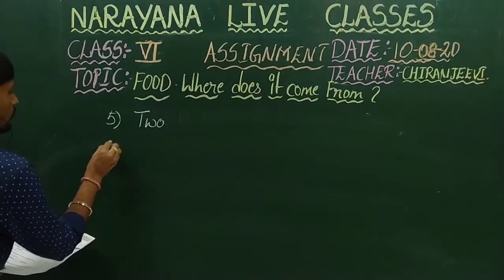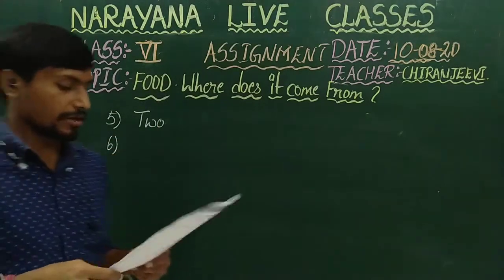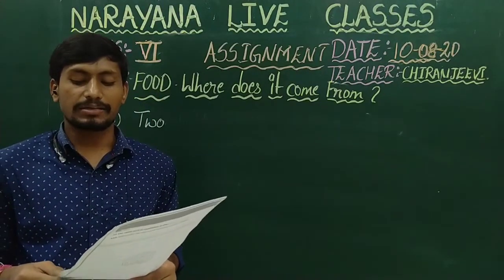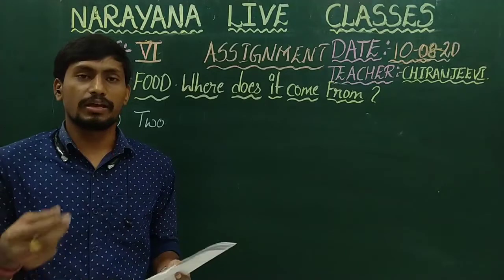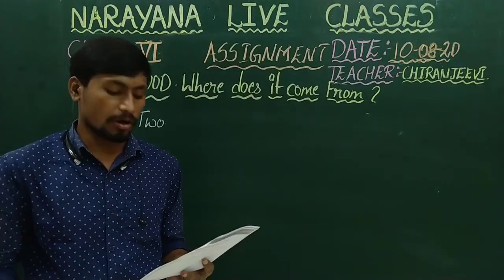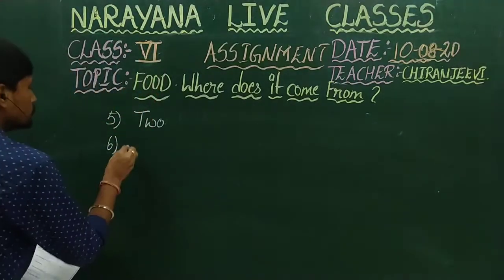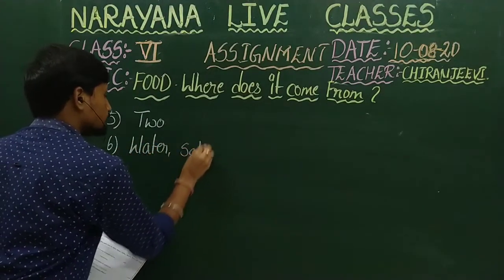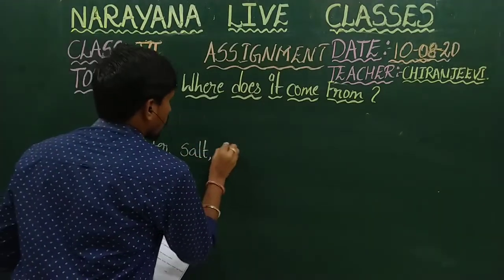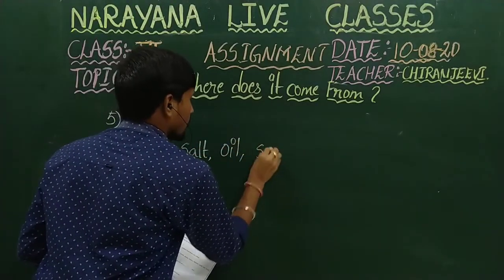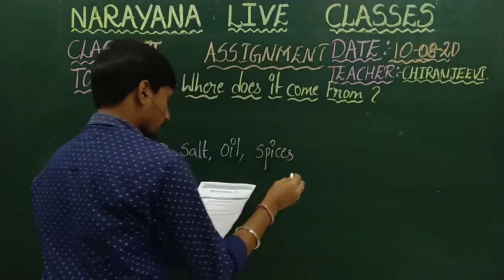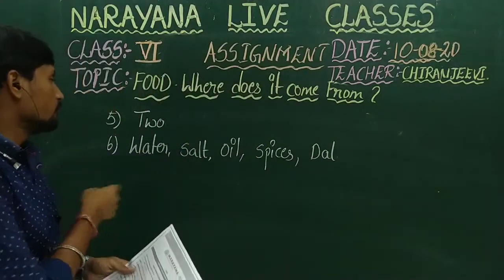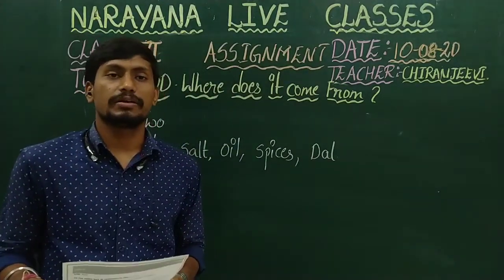And the next one, sixth one, the question is, the ingredients present in cooked dal or pulses are dash, dash and dash. So if you see dal, the cooked dal, it contains water, salt, oil, spices and the main ingredient dal. These are the things which we use for preparation of the dal.